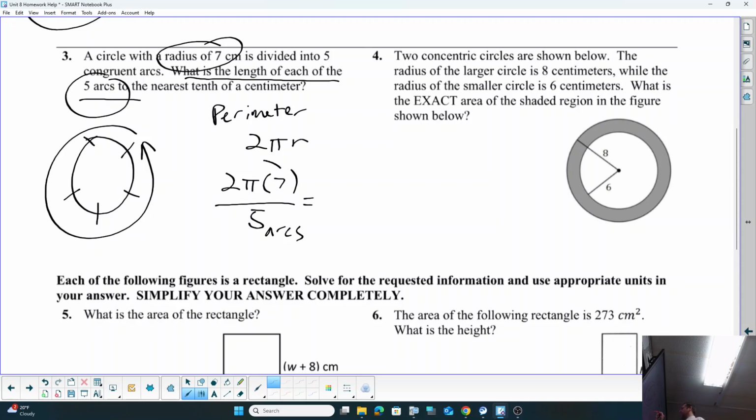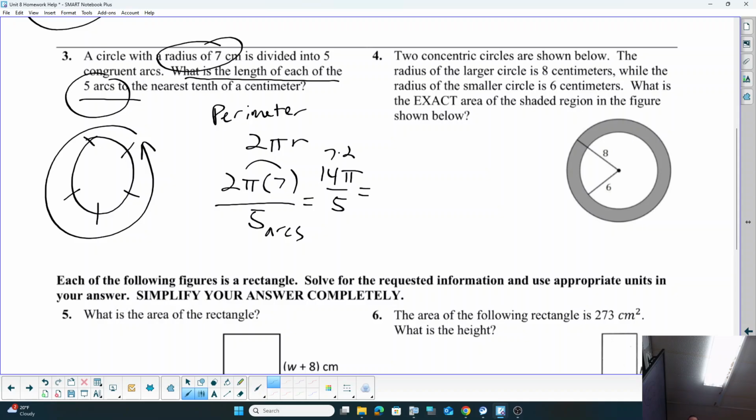And so that's going to be 7 times 2 is 14 pi over 5. And so if you put that in your calculator, whoa, did you pause me? You're supposed to pause me. Try it on your own. Pause me, try it on your own.